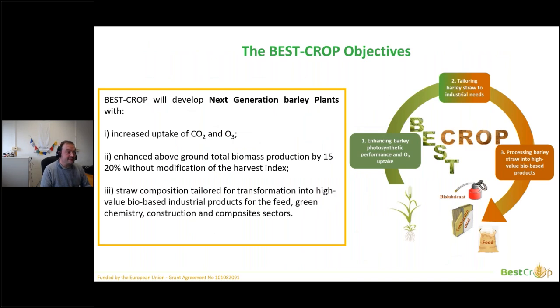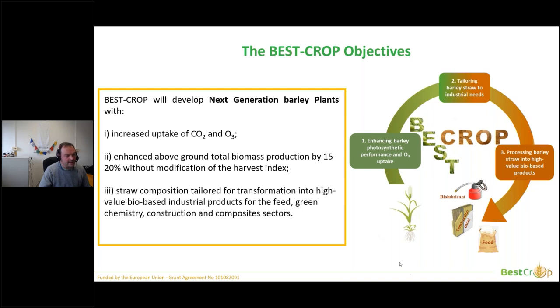Actually, Best Crop has the ambition to develop next generation barley plants with three main characteristics. These barley plants should have an increased ability to uptake carbon dioxide and ozone, should have an increased production of above ground total biomass by 15 to 20% without touching the harvest index. And in addition to these two features, the new barley plant should have a tailored straw that could be used by companies working in the bio-based circular economy.